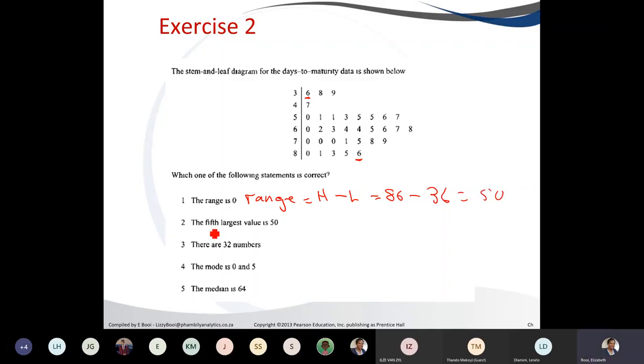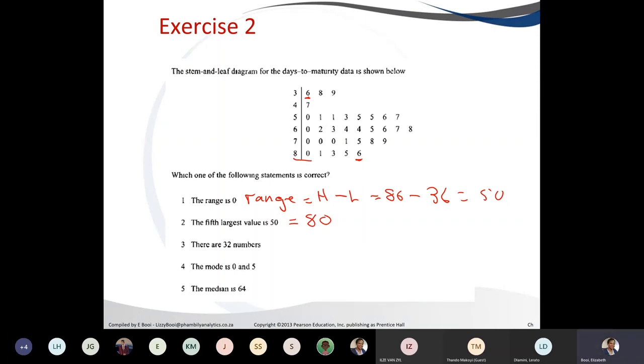What is my fifth largest value? So I must start from the bottom and read the values up until I get my fifth value. So 1, 2, 3, 4, 5. My fifth value should be 8. So my fifth value here should be 8, because that's my fifth number on the table.